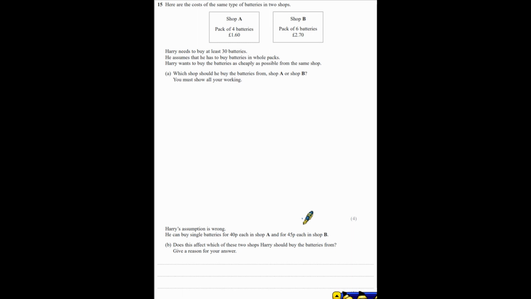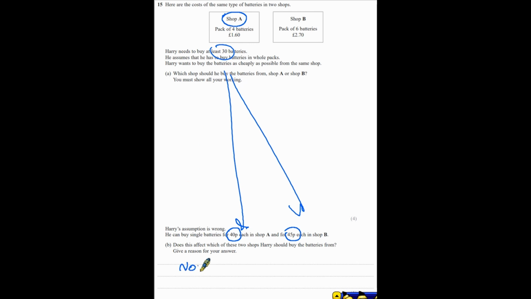Now part B to this question says that Harry has made the wrong assumption. He can buy single batteries, not whole packs, for 40 pence each in shop A and 45 pence each in shop B. And it says, does this affect which of these shops he should buy them from? Well, you can start working out prices, but you don't need to, because of course if we are buying 30 batteries, they are going to be cheaper at 40 pence than they are at 45. So we're still going to buy our batteries from shop A, which was our original decision. So the answer is no, it doesn't. And just say why the batteries are cheaper in shop A individually.